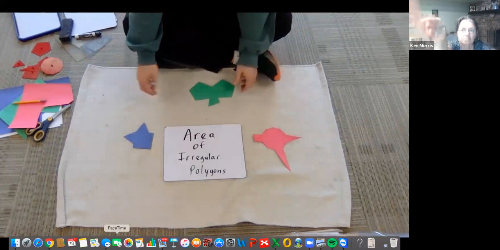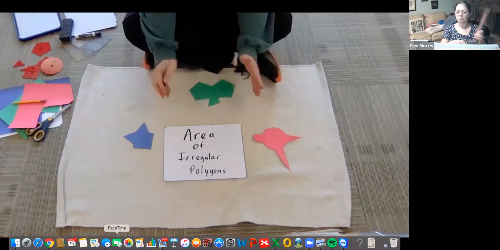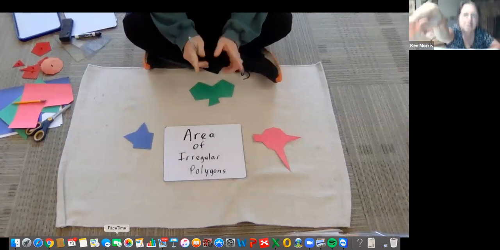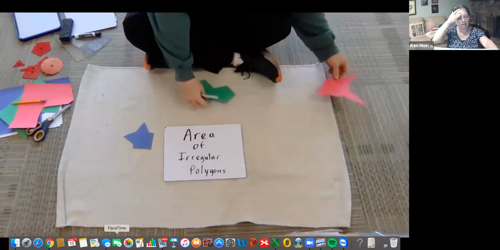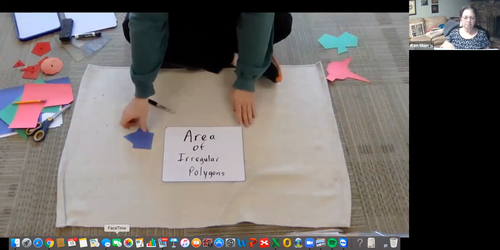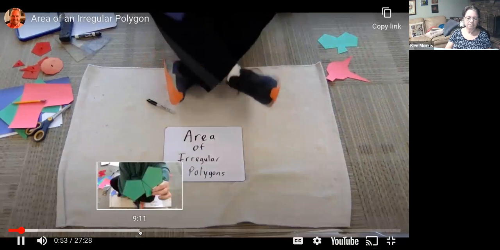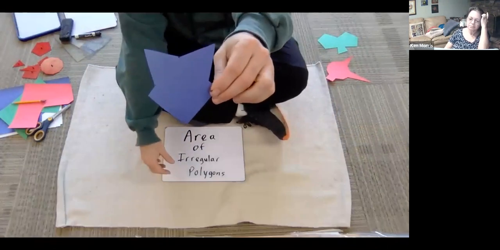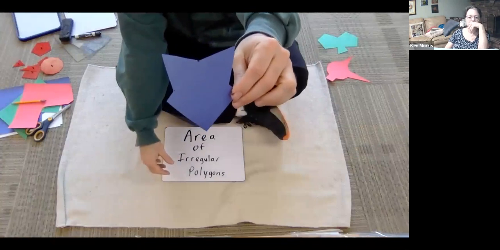Okay, this is a lot of fun doing this. So how am I going to do this? Well, it comes down to that old saying, how do you eat an elephant? One bite at a time. So I'm going to set aside 2 of my friends over here, and I'm going to work on this irregular polygon. So notice it kind of looks like a cat's head. What am I going to do to find the area of this thing?